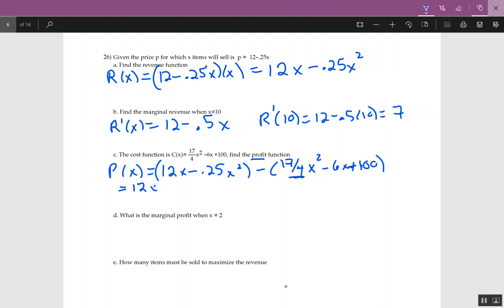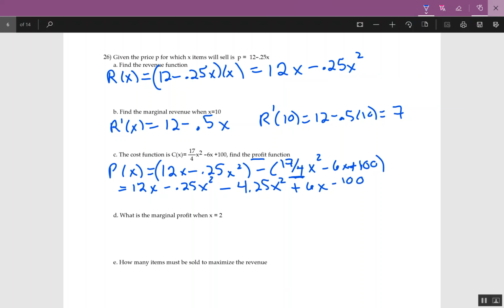So I have a 12x. I have minus 0.25x squared. I have minus 17 over 4, which is minus 4.25x squared. The minus with the negative 6 becomes positive 6x, and the minus with the 100 is negative 100.